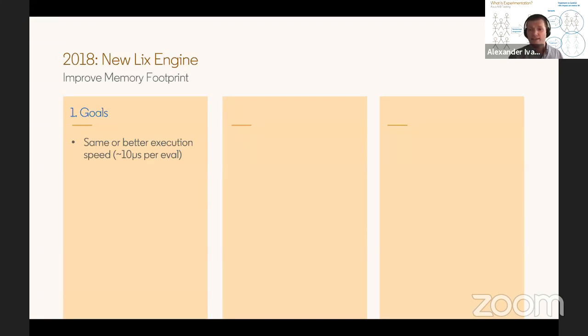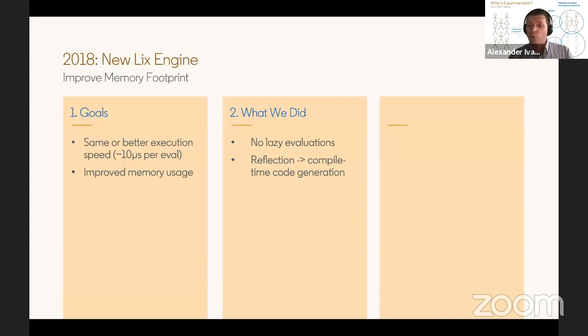around 10 microseconds for evaluation, and improving memory usage. We did not put any goals on memory because it's hard to predict how much memory usage you can improve. And we did a number of things. So we stopped most of lazy evaluations in the engine. We stopped using reflection APIs, and we started using compile time-generated code heavily. It was around 3 times faster than reflection.